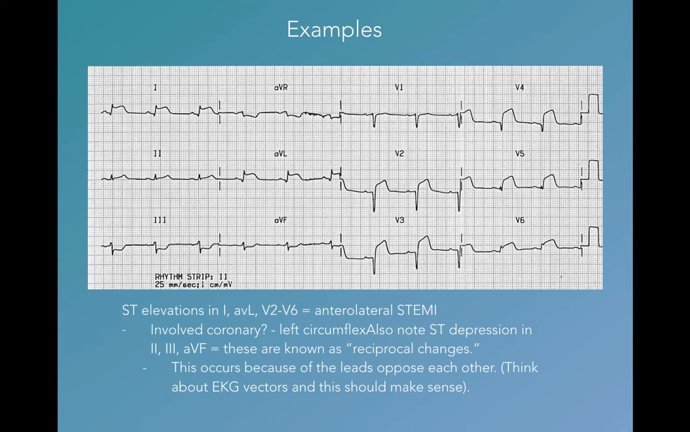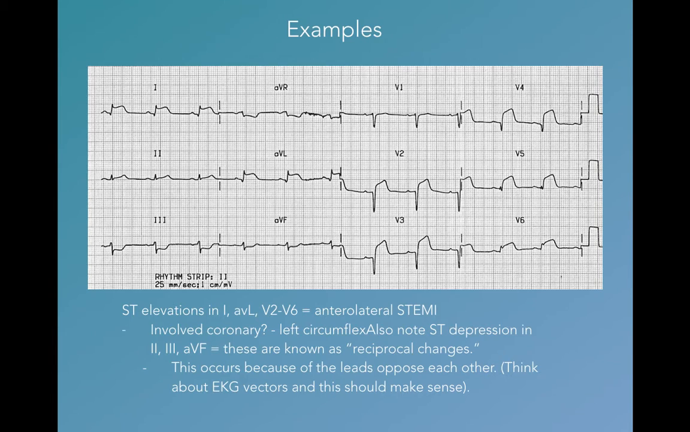So here's an example. Again, you want to always go through your same system of looking at an EKG, starting with the rate and rhythm. But the thing that will stand out, and I'll go to first because we're talking about infarction, are the ST changes. If you look in V2, V3, V4, V5, V6, you'll see that there's ST elevation. The other thing you'll notice if you look carefully is that in leads 2, 3, and aVF, there's actually ST depression. In the setting of a STEMI, the depression is known as reciprocal changes, and that's based on how the leads oppose each other.